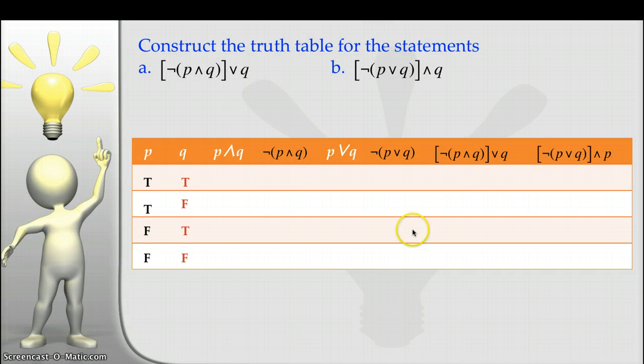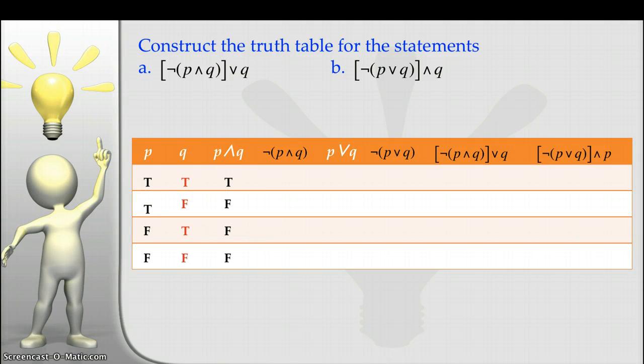Let's use an example here. Construct the truth table for the given statements. Here's an AND situation, this is inclusive OR, and then AND. Here are the given values. True and true is true. True and false here is going to be false. False and true is false, and false and false is false.